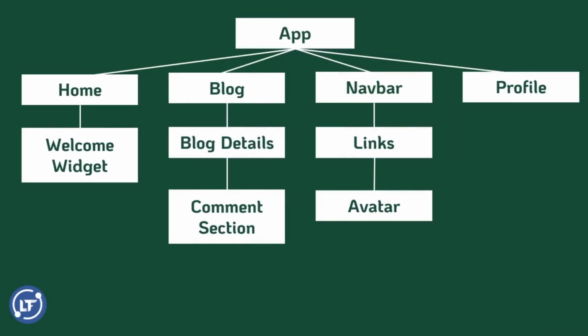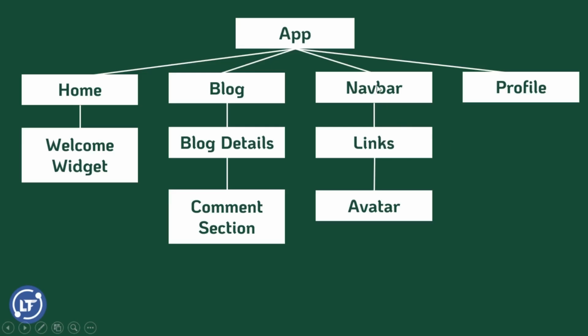Let's say we have an app like this and we have the root component right here, and inside of this root component, we have the home, the blog, the navbar, and then the profile. Inside of the home we have the welcome widget, while inside of the blog we have the blog details, and inside of the blog details we have the comment section. Similarly, we have the links inside of the navbar, and inside of the links we have our avatar.